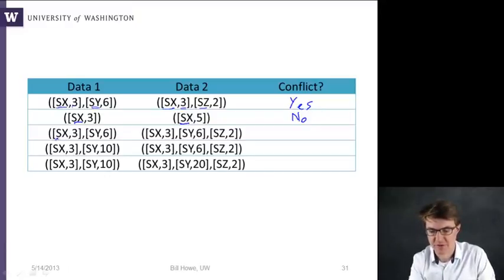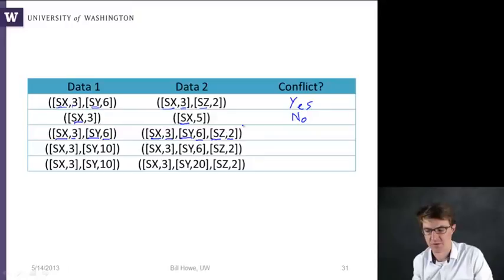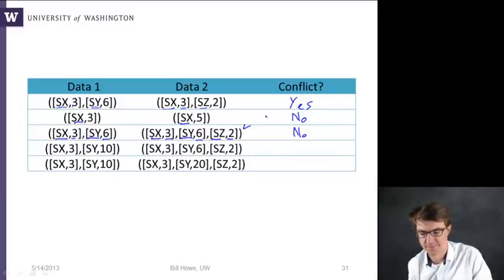So on this one, we have server SX with 3, server SX with 3, server SY with 6, server SY with 6, so they agree so far. And then this one is an extra change of server SZ with the timestamp of 2. And so no, there's no conflict here because they agree wherever there's overlap. This is just an extra change on top of this one. So this guy wins. Okay.